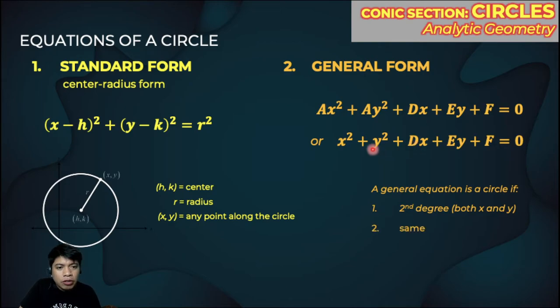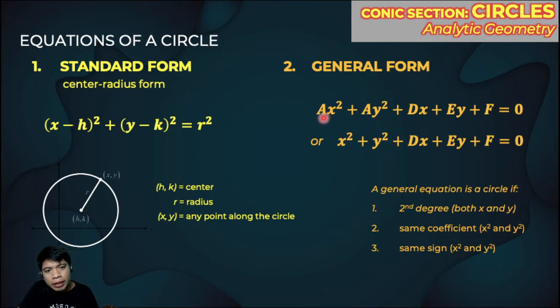Ibig sabihin guys, dapat sa ating equation merong x squared, merong y squared. Second degree dapat sila pareho. Tapos, number 2 is same coefficients yung x squared at y squared. So, ibig sabihin guys, kung coefficient ng x squared is 1, coefficient dapat ng y squared ay 1 din.